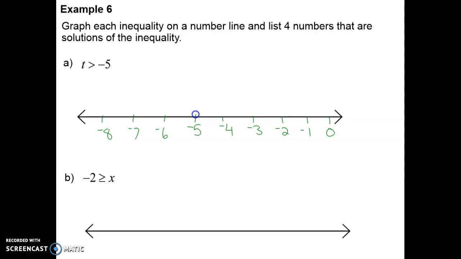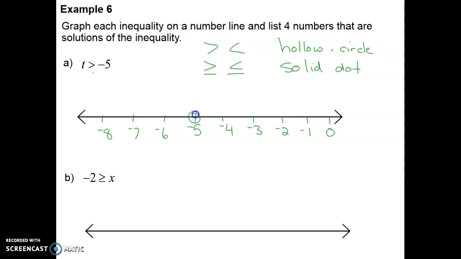Now, I know that my point is at -5. If I have a greater than or a less than sign, I use a hollow dot or a circle. If I have greater than or equal to or less than or equal to, I use a solid one. Here, since I don't have the equal to sign underneath, I'm going to use a hollow circle. So I'm going to draw my circle, but I'm not going to shade it in.